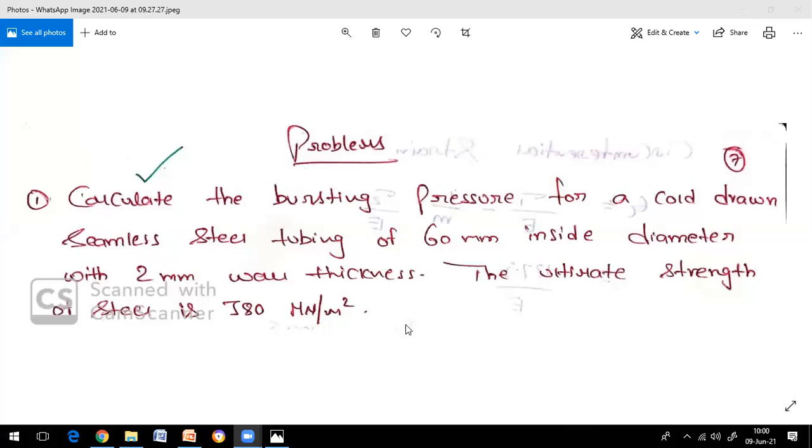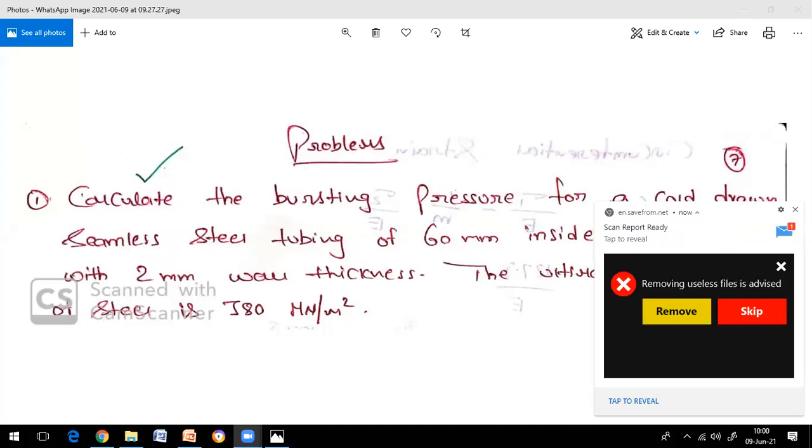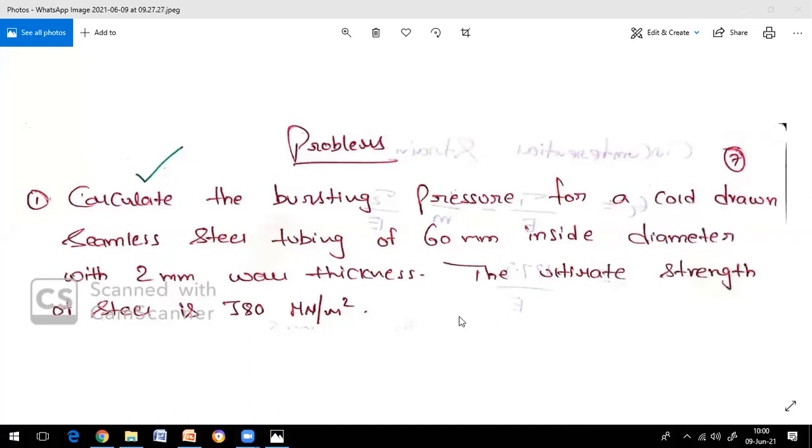Right? So this is your first problem. Calculating the bursting pressure for a cold drawn seamless steel tubing of 60 mm inside diameter with 2 mm wall thickness. The ultimate strength of steel is 380 meganewton per meter square. So let's see the problem again. Calculate the bursting pressure for a cold drawn seamless steel.